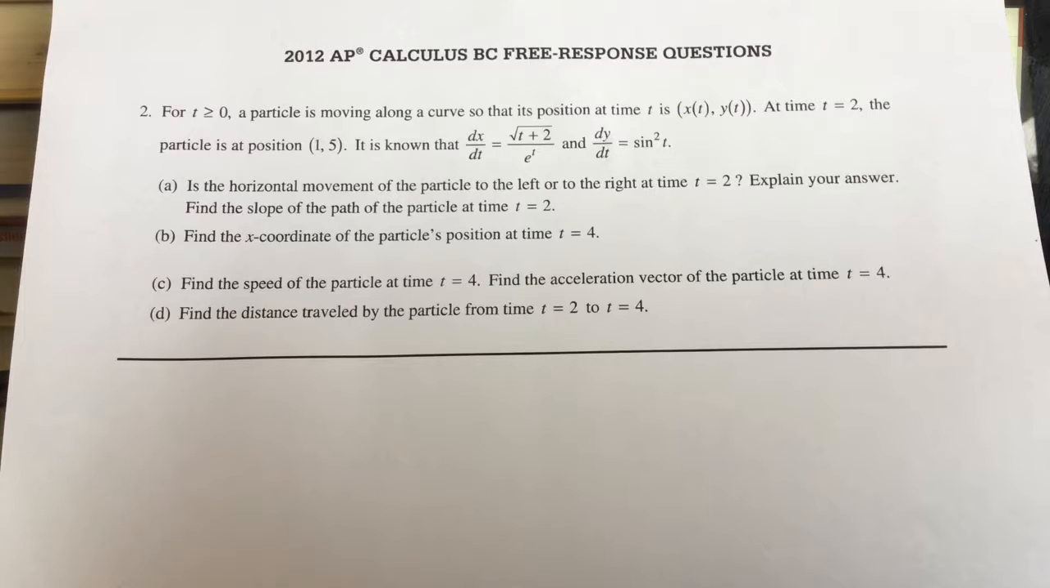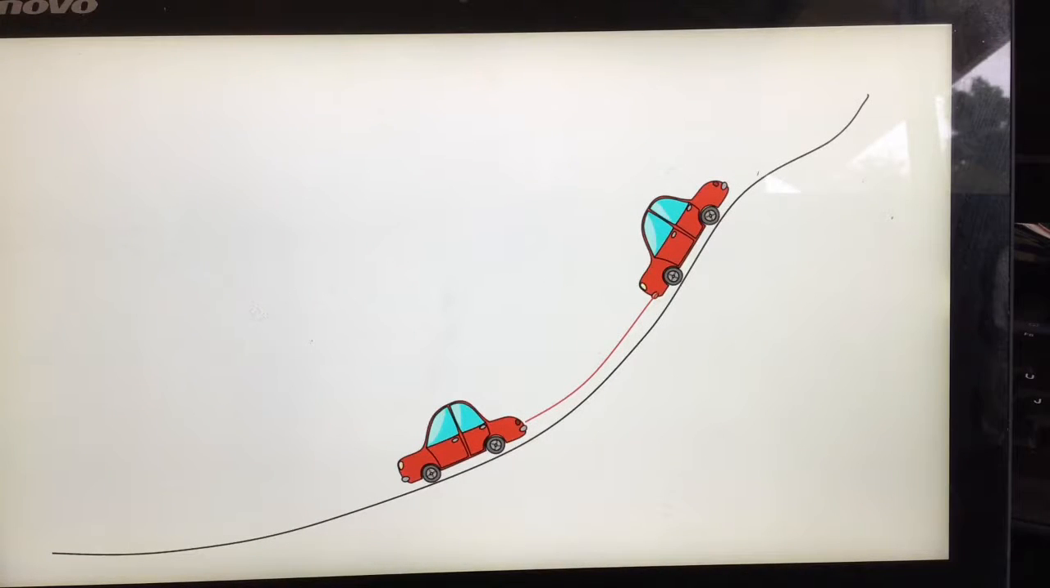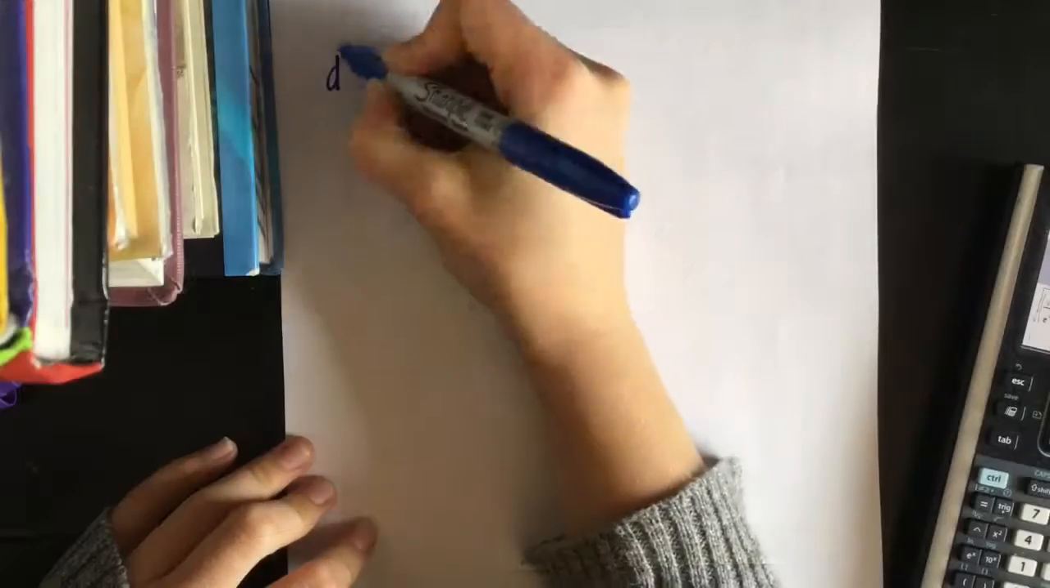The final part D asks us to find the distance traveled by the particle from time t equals 2 to time t equals 4. This would look a little something like this. We're trying to find the exact distance, or the arc length, between the position of the car at t equals 4 and t equals 2, so the distance that it traveled between those two times.